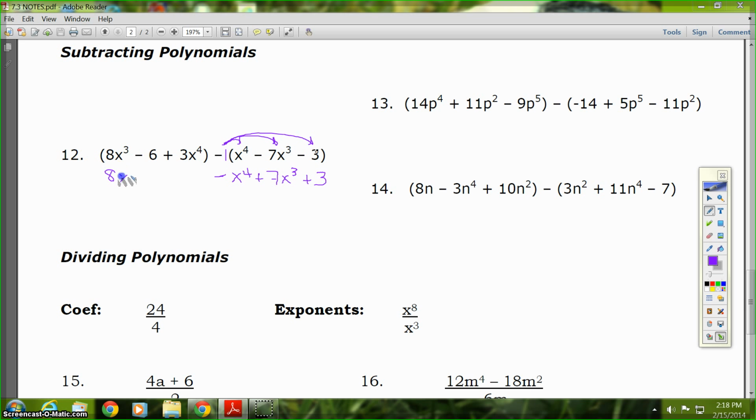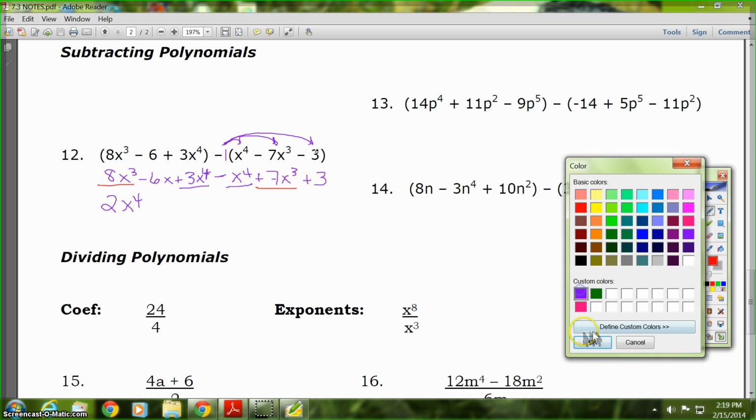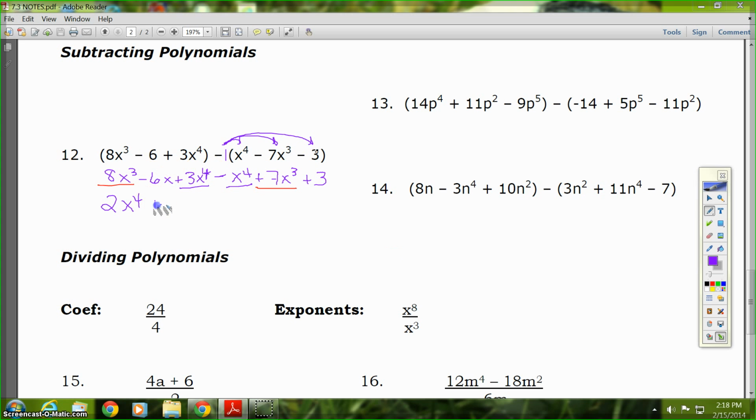And I'm going to bring down my 8x to the 3rd minus 6x plus 3x to the 4th. And just like before, now I'm going to combine my like terms. So I see I have an x to the 4th, that appears to be my biggest, and I have 3x to the 4th minus x to the 4th, so that gives me 2x to the 4th. Now I'm going to look and see if I have any x to the 3rds, and I do. I have an 8x to the 3rd and a 7x to the 3rd. And that's going to give me 15x to the 3rd power.